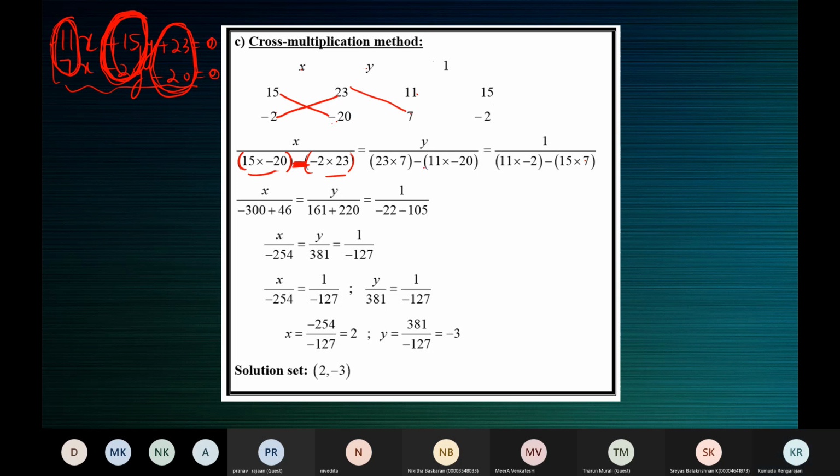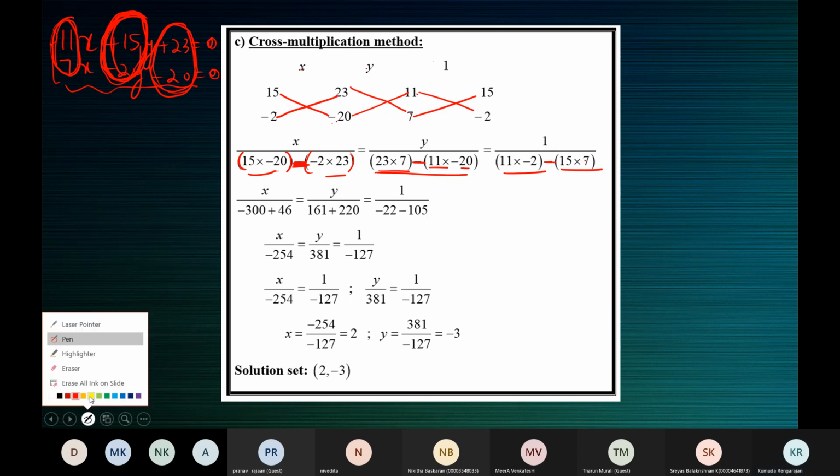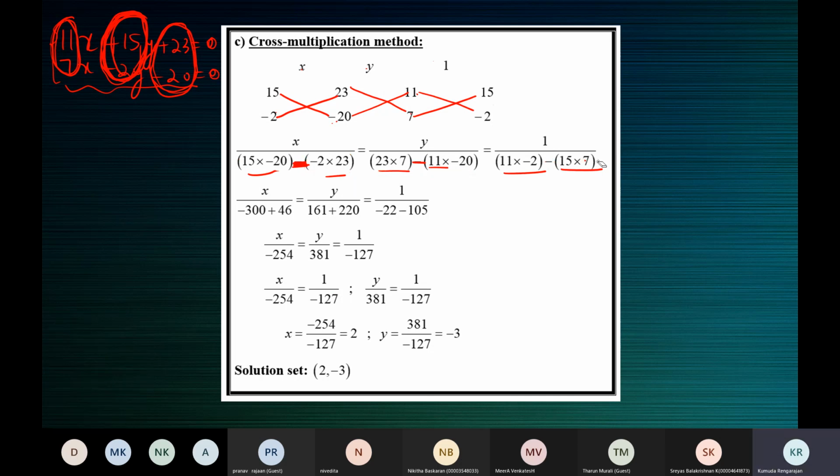23 into 7. Minus 20 into 11. Subtract the cross products. Is equal to 1 divided by 11 into minus 2. 7 into 15. Into brackets and separate the brackets with a minus sign. So subtract the cross products like this. Now we'll just have to simplify.